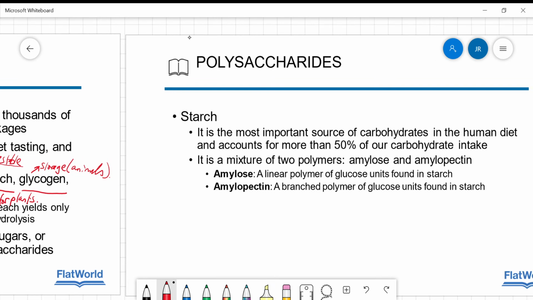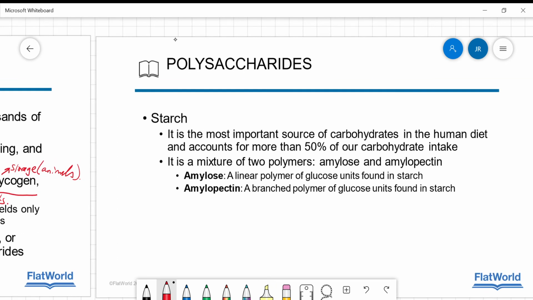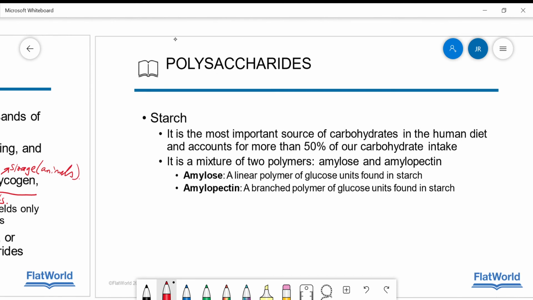Starch is the most important source of carbohydrates in the human diet, and accounts for more than 50% of our carbohydrate intake. Yeah, it's very important to eat starch. You know, one of the problems people have if they go too crazy with a protein-rich diet, they can stress their organs out by not having enough starch. So it's always a good idea to have a balanced diet. That goes without saying.